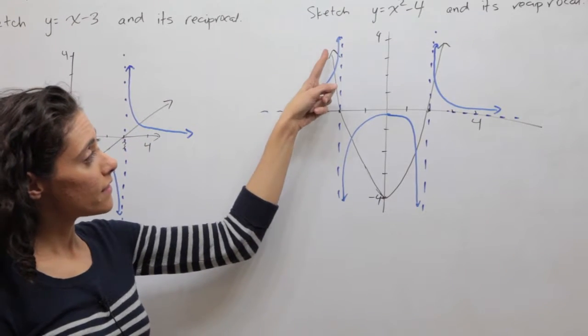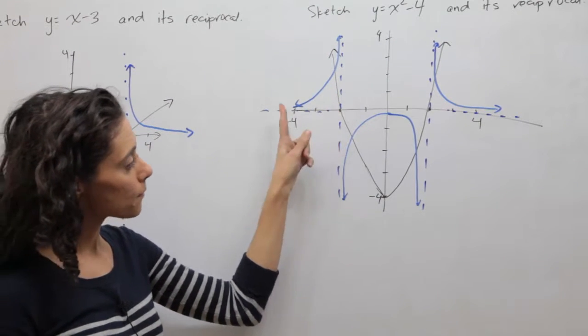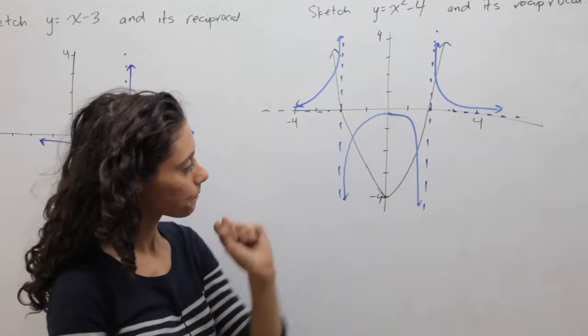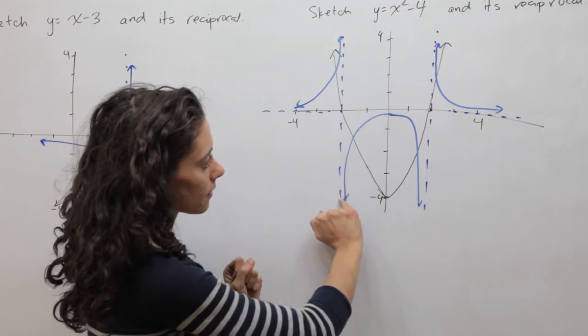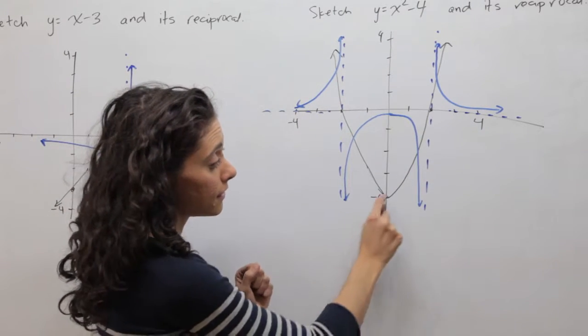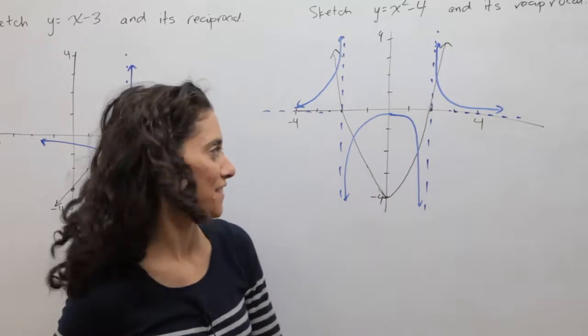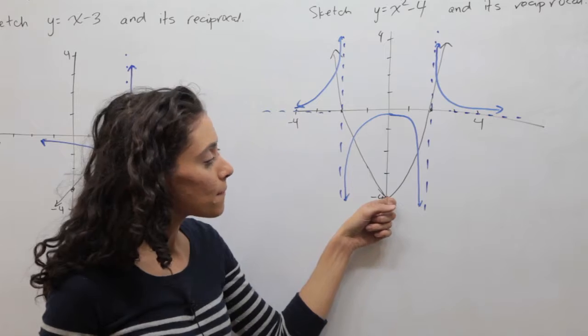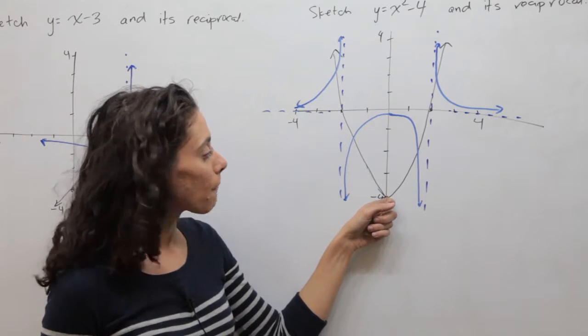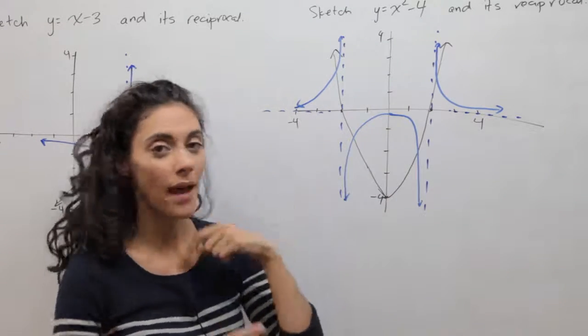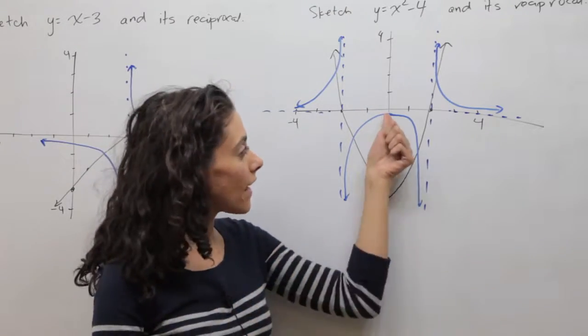Where my graph is decreasing, the reciprocal is increasing, decreasing, increasing, increasing, decreasing, increasing, decreasing. And finally, the minimum that we had here down at -4 turned into a maximum at the reciprocal value -1/4.